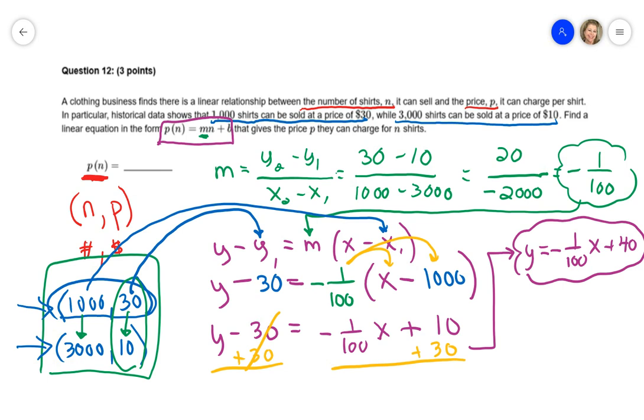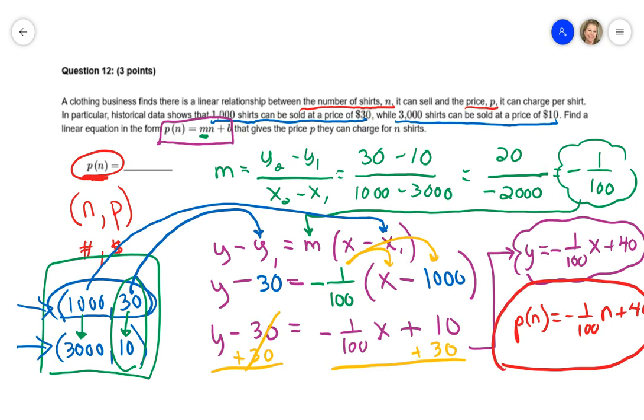And that would be the equation that gives the price P when they charge for N shirts, except, oh yeah, they want P of N. Let me come back over here. See where it says P of N? So I really have to type in P of N equals negative 1 over 100 N plus 40. That's what Mobius would want. And like I said, the negative 1 over 100 could be a decimal. That'd be negative 0.01. That should work also.